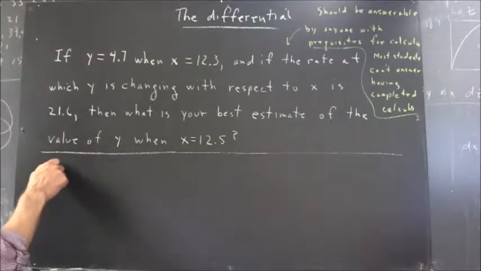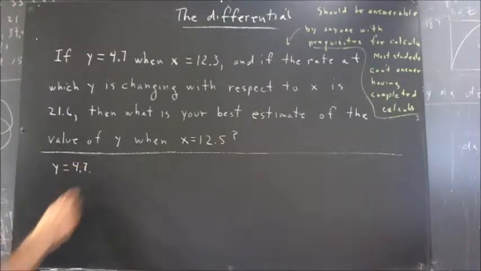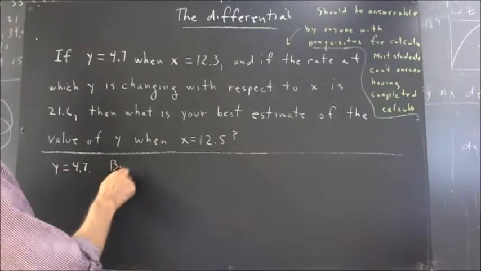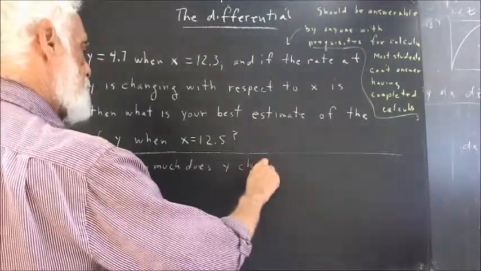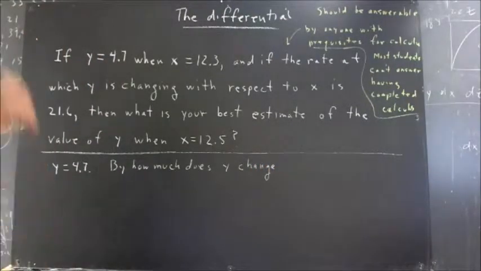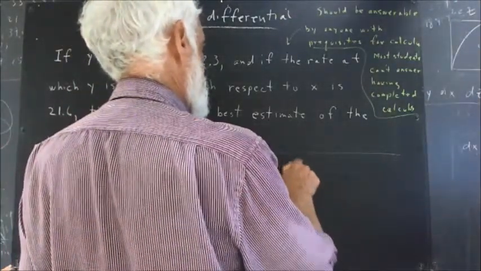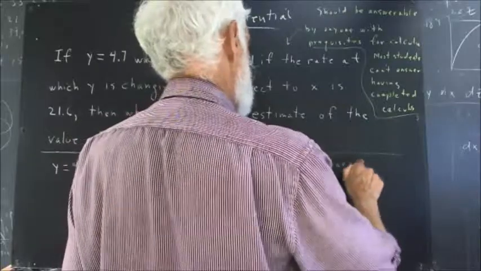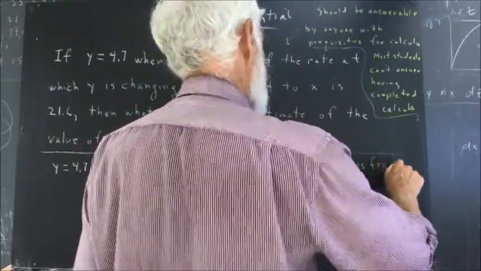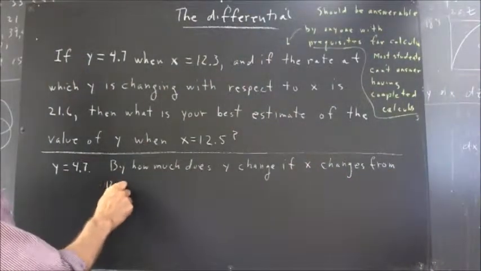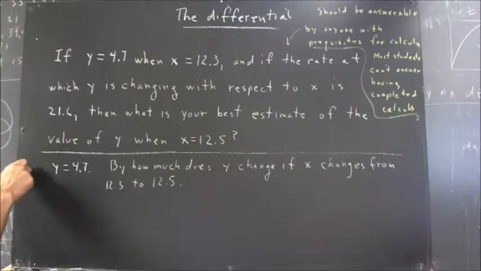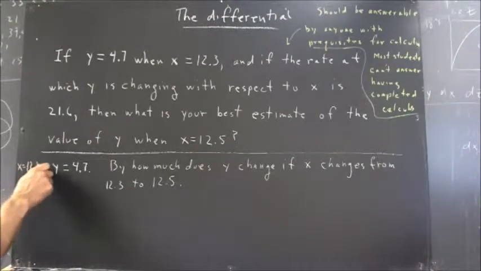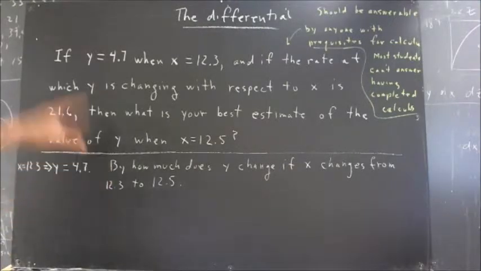So y equals 4.7. How much does y change if x changes from 12.3 to 12.5? Now we might want to write down that x equals 12.3 implies that y is 4.7. That's stated very clearly, but let's make sure that we understand that.